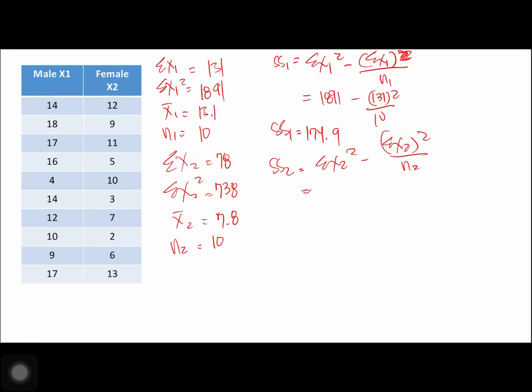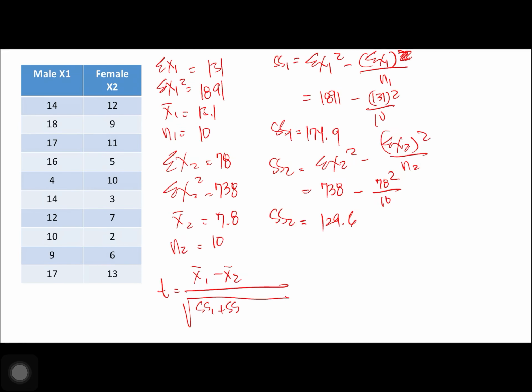For SS2, we have the summation of x2 squared minus summation of x2 squared over n2. We have here 738 minus 78 squared over 10. SS2 is equal to 129.6.